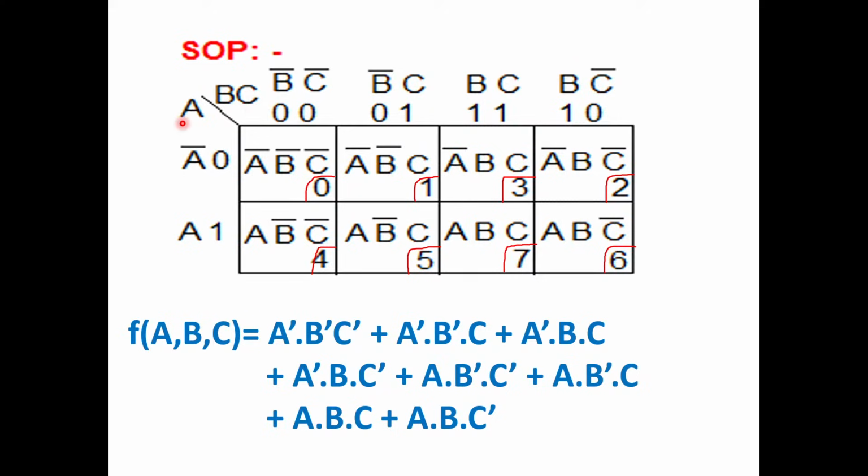Now write down A on one side and BC on the other side. In front of the first row write A bar, and in front of the next row write A. Above, write B bar C bar, next B bar C, BC, B C bar. How to remember B bar C bar, B bar C, BC, B C bar? For that I will tell you.